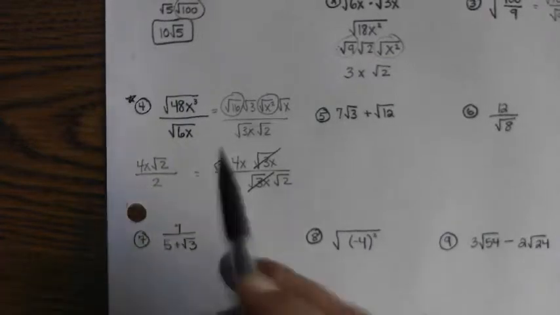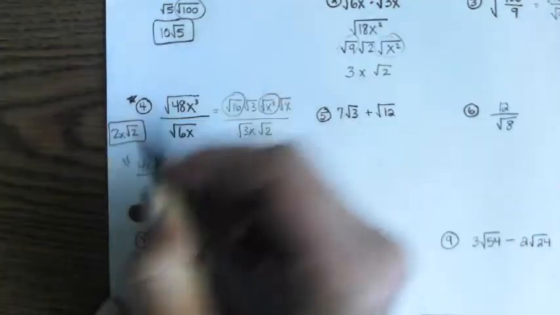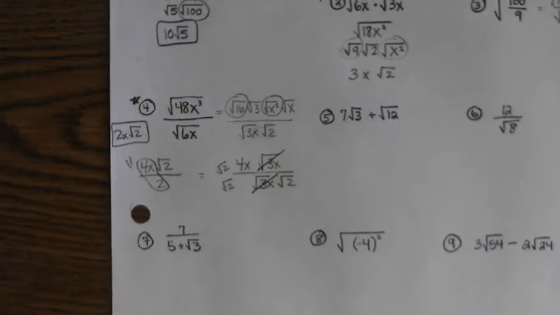Right, 4x divided by 2 is 2x. So I'm going to really kind of wrap this around because I had a lot of steps. 2x root 2. We just divided 4x divided by 2.